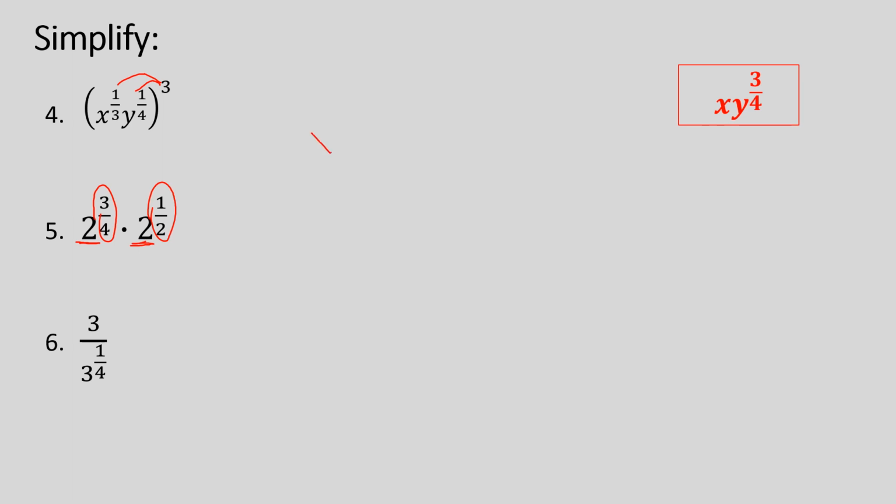So for example, if we add x squared times x to the 5th, this equals x to the 7th. We don't change this x at all. It just stays the same. That's called the base. All we do is we add these exponents.